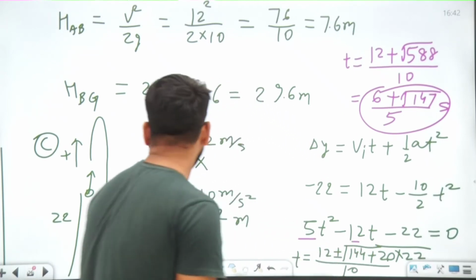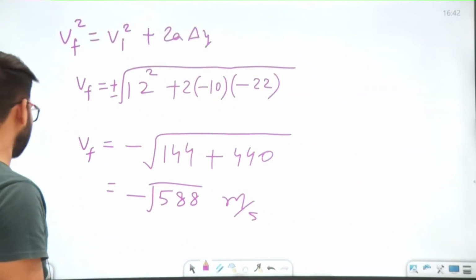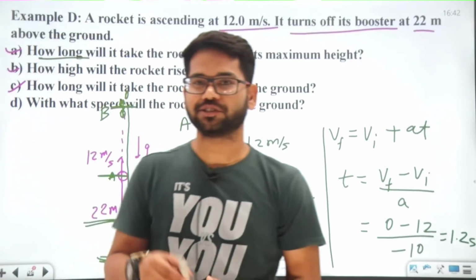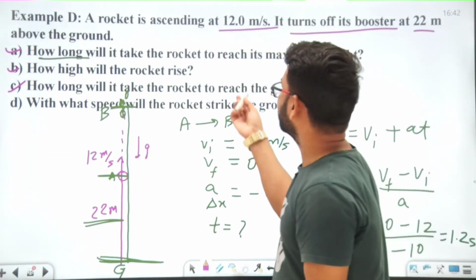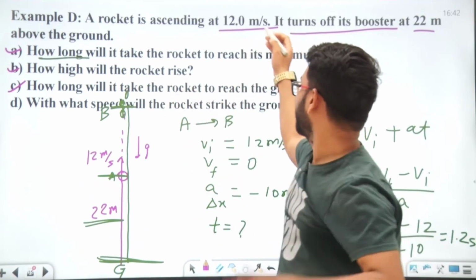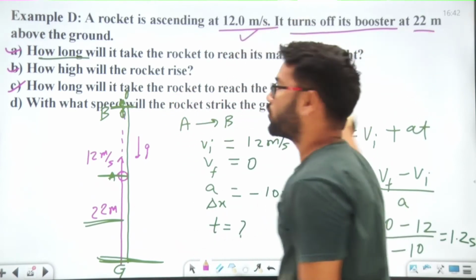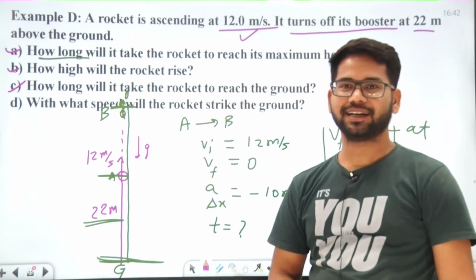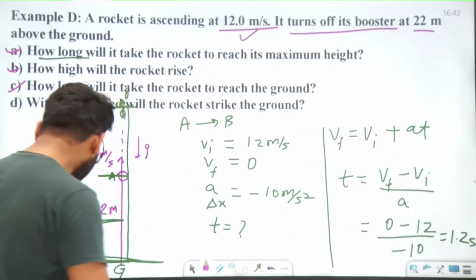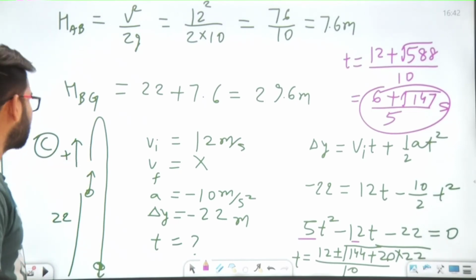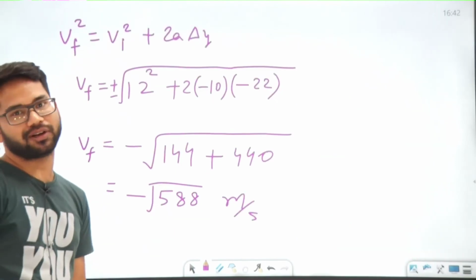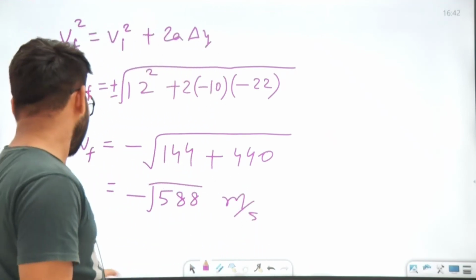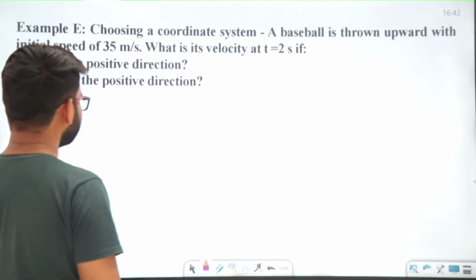Okay, so I hope you understand this question and the concept behind it. It was a different situation. Here, the rocket is at a height of 22 meters, right? And then its booster is turned off, right? So it was a totally different question than using a direct formula for time period or maximum height. I hope you understand this question and the concept behind it. Let's go for the next question.